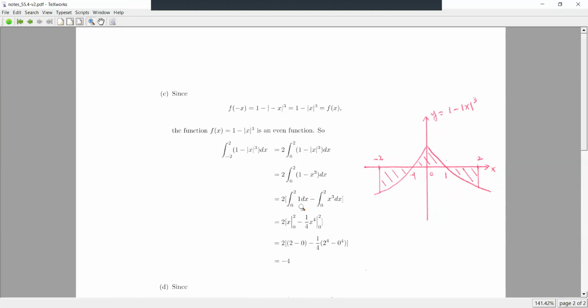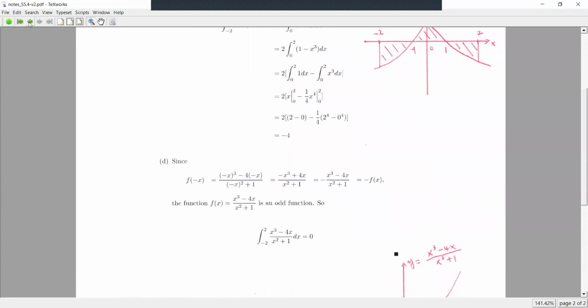Okay, now let me apply the fundamental theorem to compute each of these two integrals. For the first integral, the antiderivative is x. For the second integral, the function's antiderivative is this. Easy to tell. Okay. Now plug in 2 for x, plug in 0 for x. Then I get this equation. On the calculator, this number is -4. So this integral, or the net area of the shaded region, is -4.